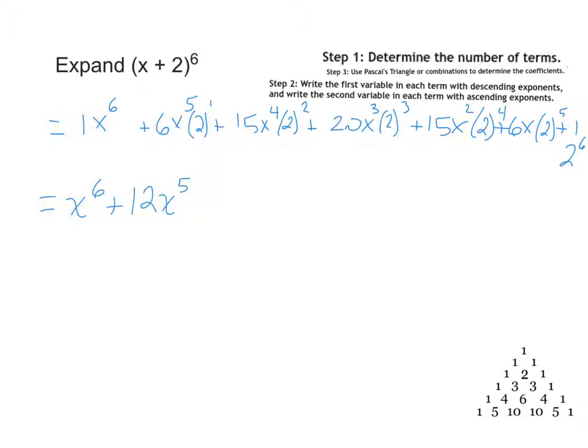The next term has a 15 and a 2 to the power of 2. So 15 times 4, so 60x to the power of 4. What's the next one going to be? 20 times 2 to the power of 3. So that's 160. Is that right?